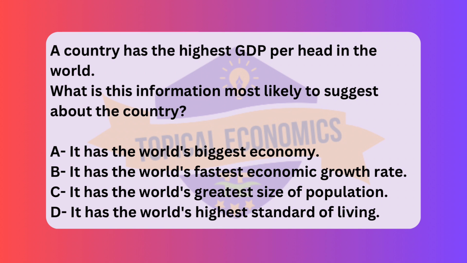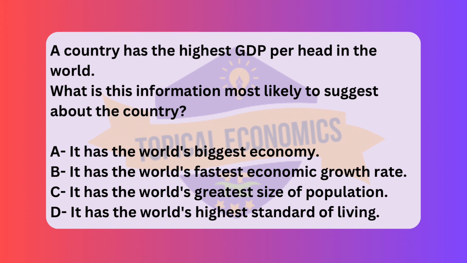Analyzing the other options. Option A. It has the world's biggest economy, is incorrect. Having the highest GDP per head does not necessarily mean the country has the largest economy in total. A country with a small population could have a high GDP per head, e.g., Luxembourg, Qatar, but this does not mean it has the largest overall GDP. The largest economies in the world, such as the United States and China, have large populations, so their GDP per head is lower despite their overall GDP being the highest.